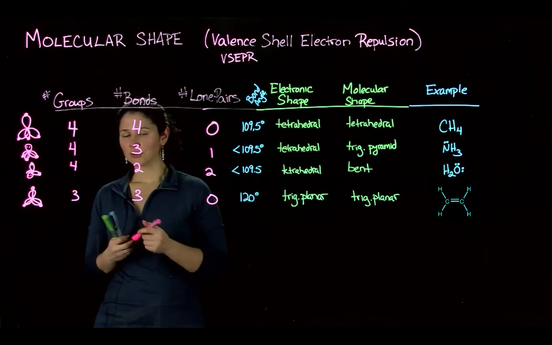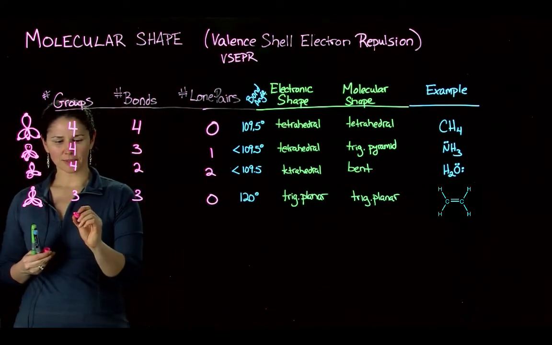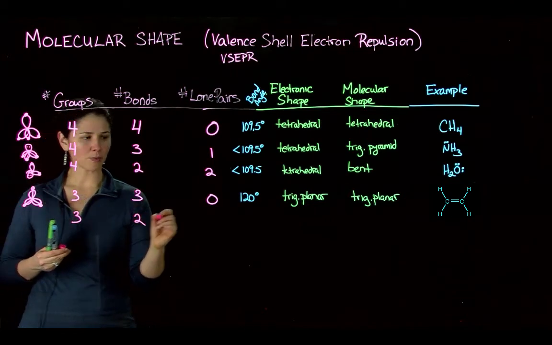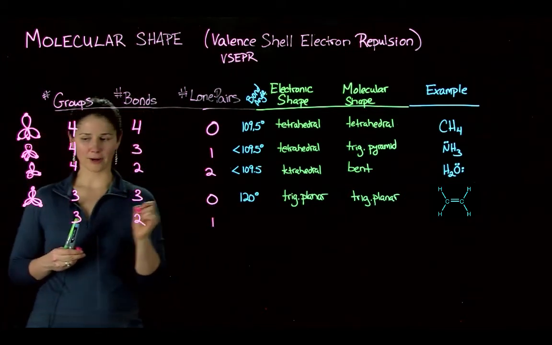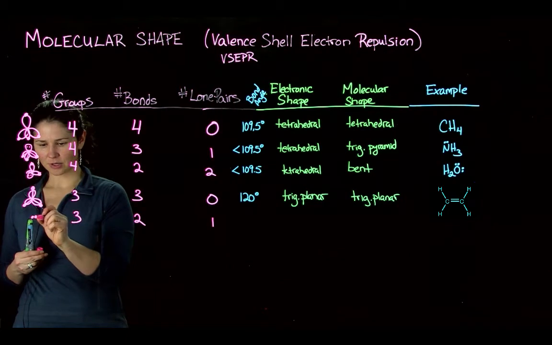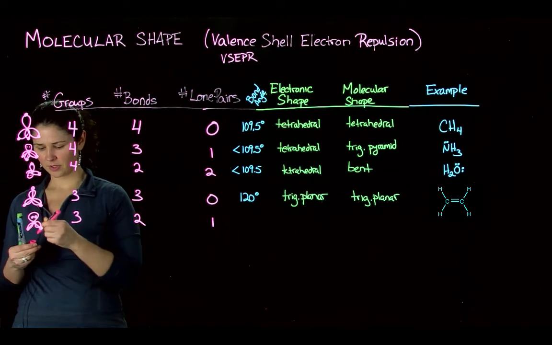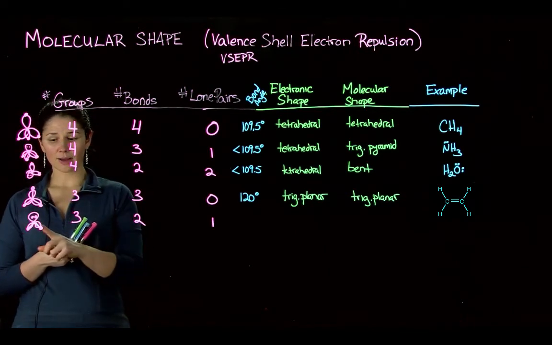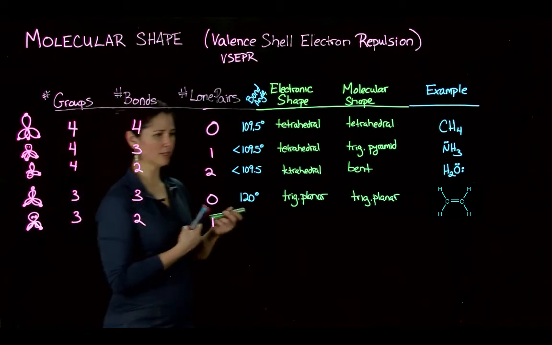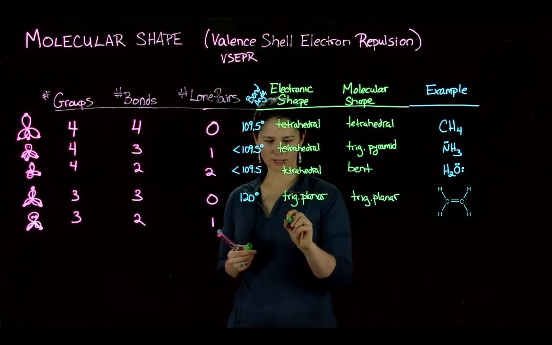Okay. So now what would happen if we had 3 groups, only 2 of them were bonds, and 1 of them was a lone pair? So then we'd have something like this, where we have a lone pair, an electron cloud, there's an atom, there's another atom, and another atom. So now I still have the same electronic geometry. I have a trigonal planar electronic geometry.